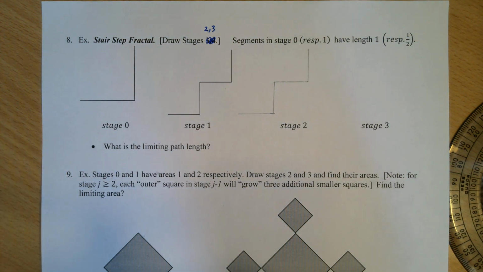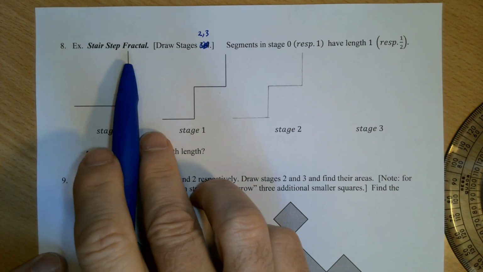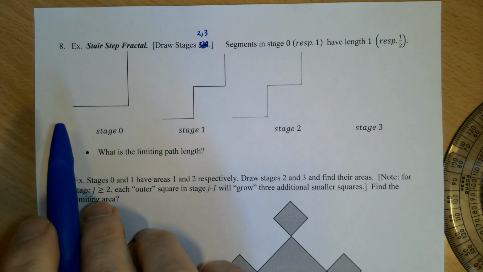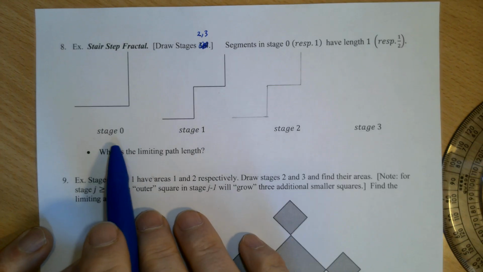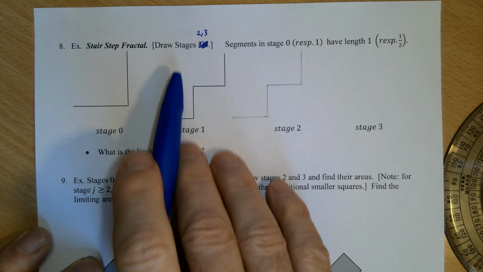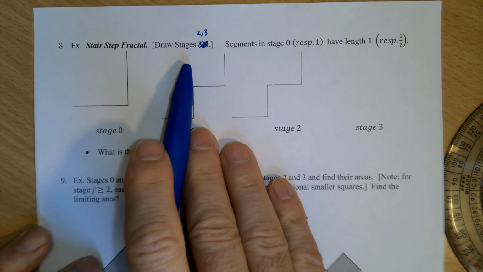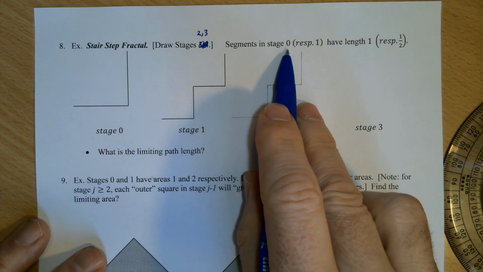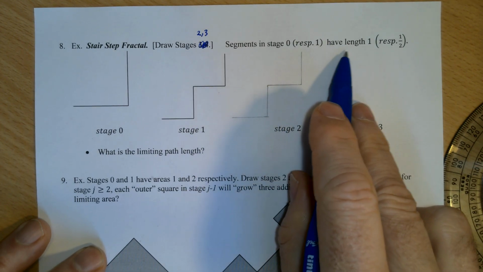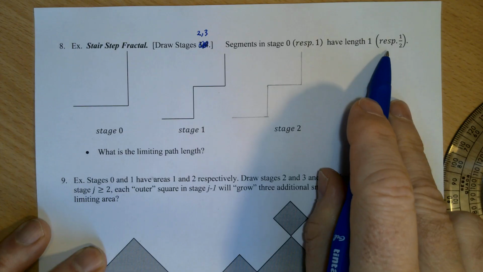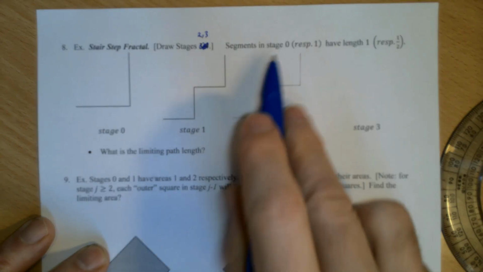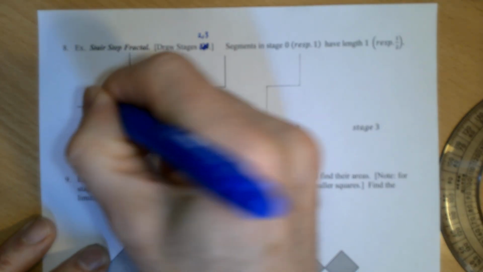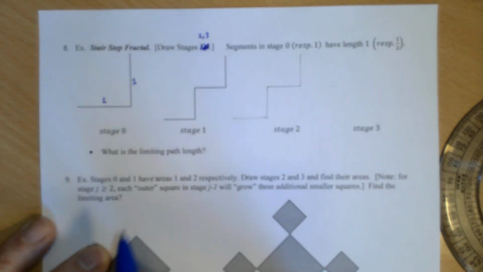Okay, in this video, all we're going to do is two fractal examples. The first one is called the stair-step fractal. You'll see why. I've drawn stage 1 and stage 2, and we need to draw stage 2 and stage 3. Note that segments in stage 0 and respectively 1 have length 1 and 1/2. So the first one, stage 0, that's a 1 and that's a 1.